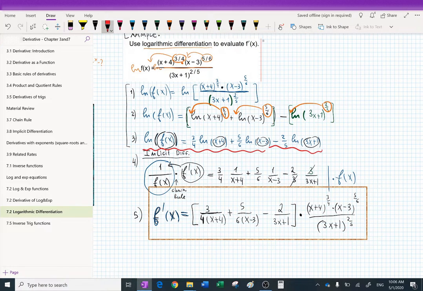And then, since you put log on both sides, you will have to undo it, and that's why at the end, when we're differentiating it, f prime pops out, and we need to isolate it. To isolate it, 1 over f should be multiplied by both sides.